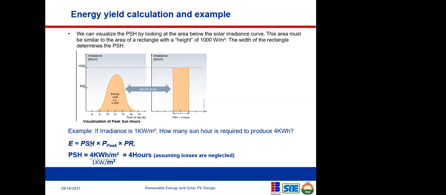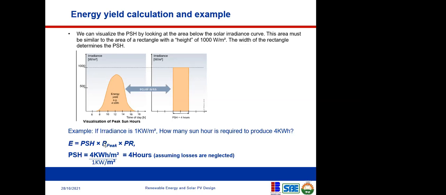So now using the formula that I've given earlier, we make the peak sun hour the subject of the formula. We are dividing the yield, the E, by the peak power. In this case, we just use performance ratio to be 1 because we are not told what the performance ratio is. So when you do that division, you're going to get 4 hours, assuming all other losses are neglected. So you're going to get 4 hours.